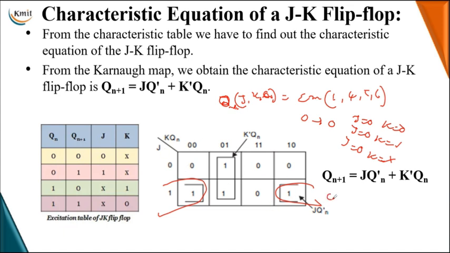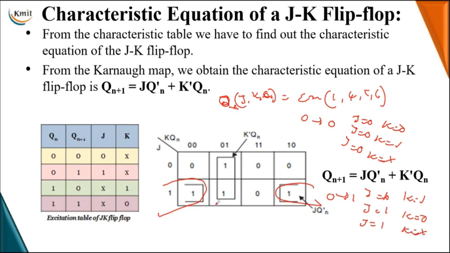Next, 0 to 1 transition is obtained when your J input is 1 and K input is equal to 1, along with a toggle state, and the set state, which is J equal to 1 and K equal to 0. So J is always equal to 1 in the two cases and K is a don't care.